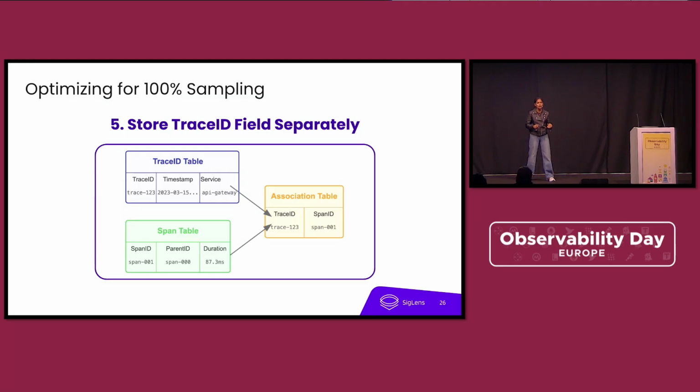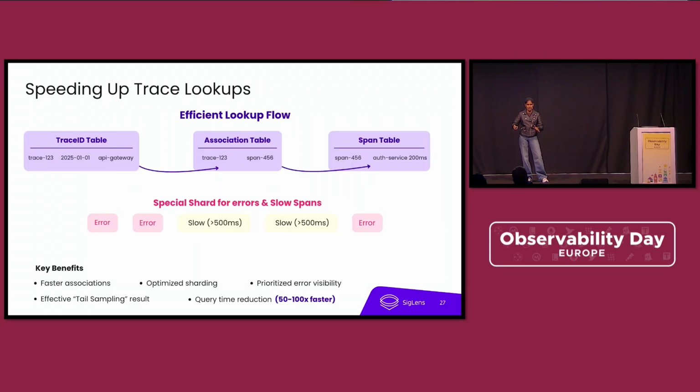Next, we can have a better data structure. We can divide our tables into different types of tables, which will help us, again, in the query performance. Let me talk more in the next slide. So it will help you in efficient lookup flows. You have a trace ID table, which will have minimal metadata like timestamp. Then you have an association table, which will be a map from trace ID to span ID. And then you have a span table, which has all the details of a span.